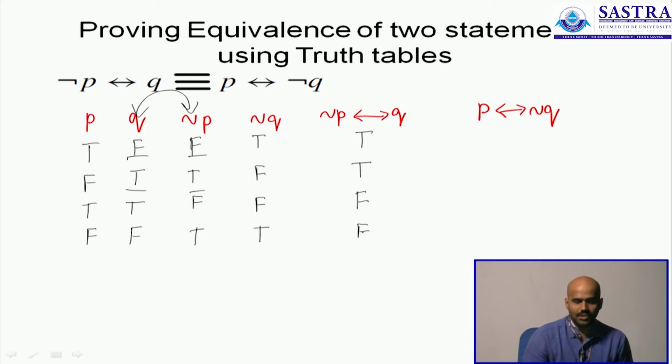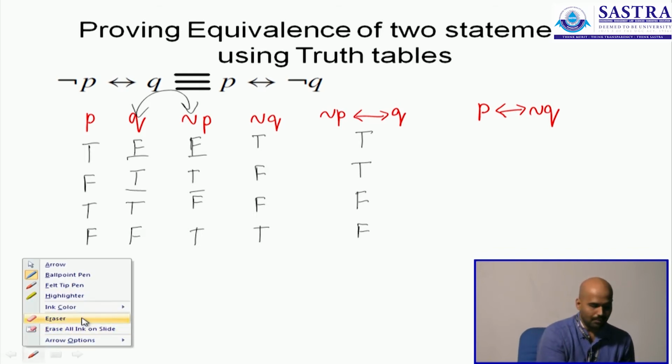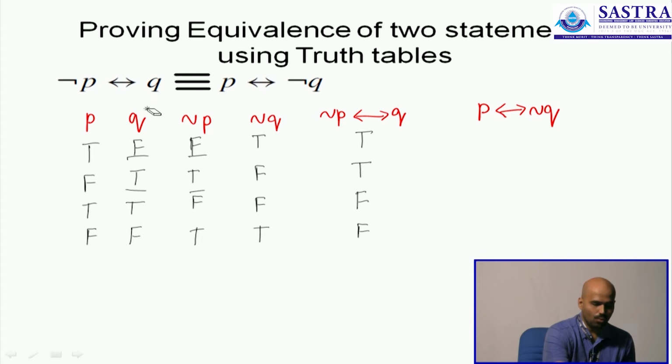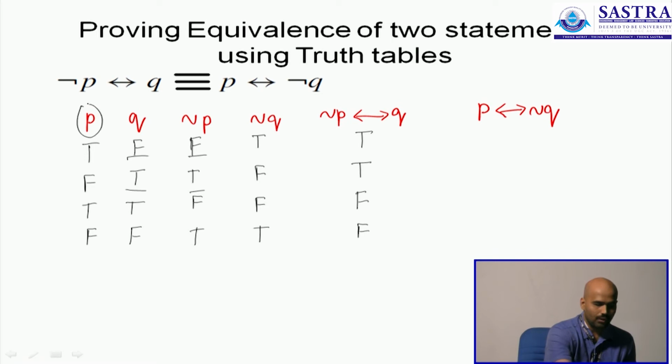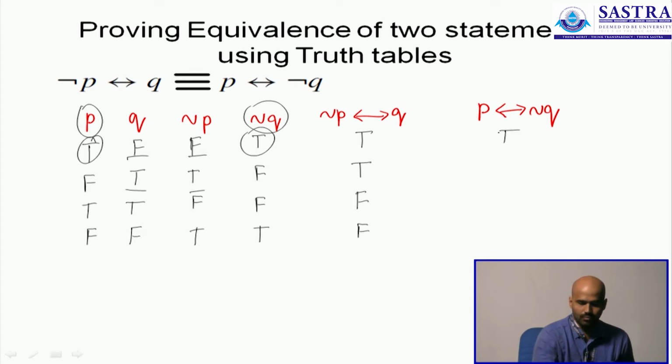Now what about column 6? Column 6 wants you to compare columns 1 and 4. Column 1 and column 4, P and the negated version of Q. Now when are they true together? They are true together once again in the first row and the second row, and only in these 2 rows. Look at rows 3 and 4, they are not, and hence the truth value returned will be false.